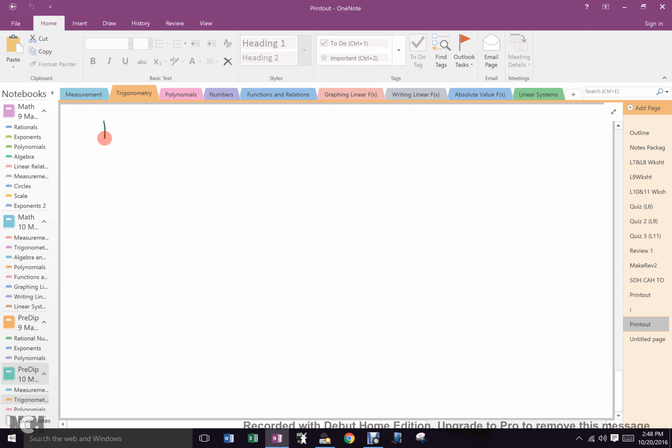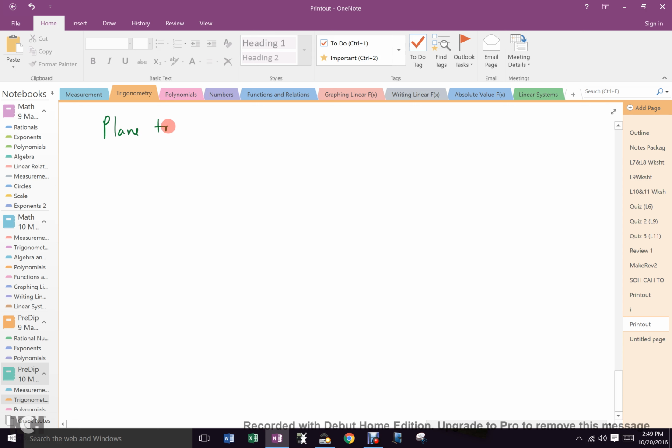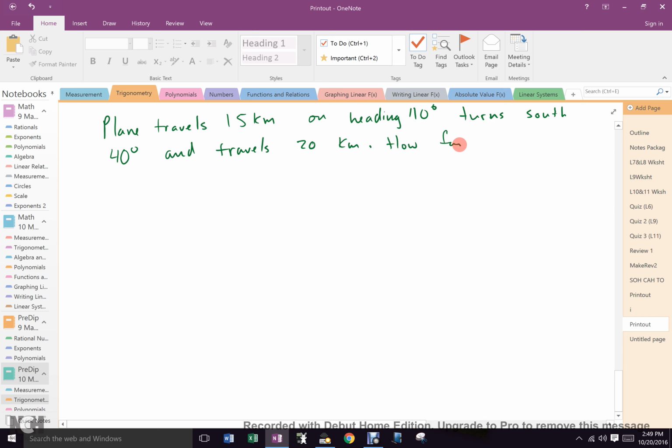So the first one was: plane travels 15 kilometers on heading 110 degrees, turns south 40 degrees, and travels 20 km. How far from airport?